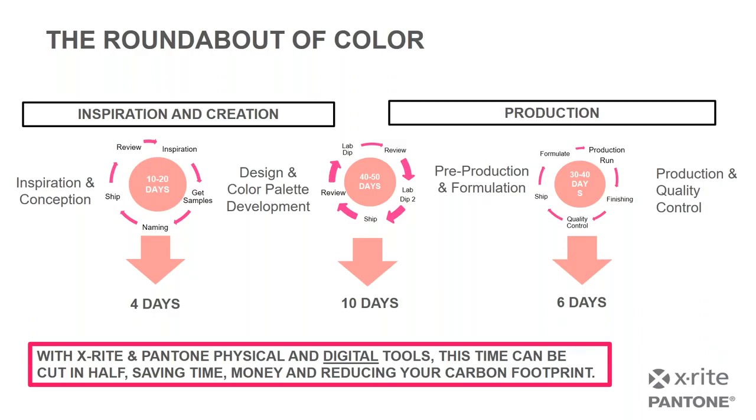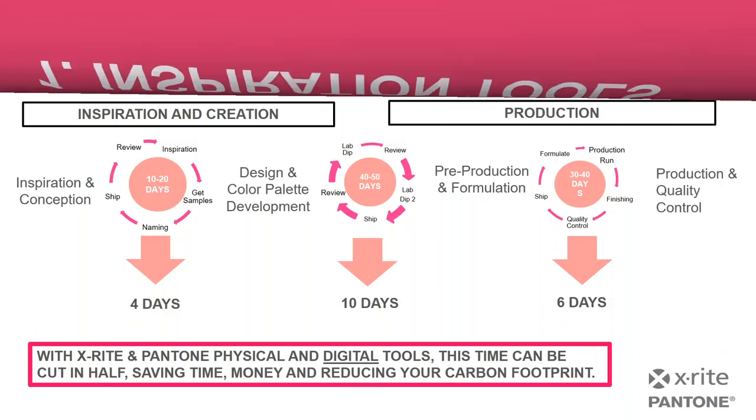And production. So we've got pre-production and formulation, the lab dip stage. You formulate, get a production run, quality control, shipping, round and round. We think we can cut that by a quarter as we go to production and quality control. So it's these gaps in between these stages where information has to be conveyed reliably.